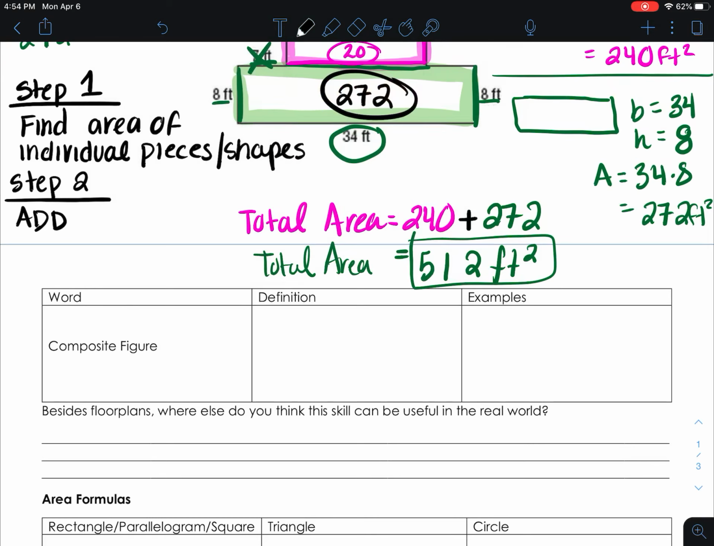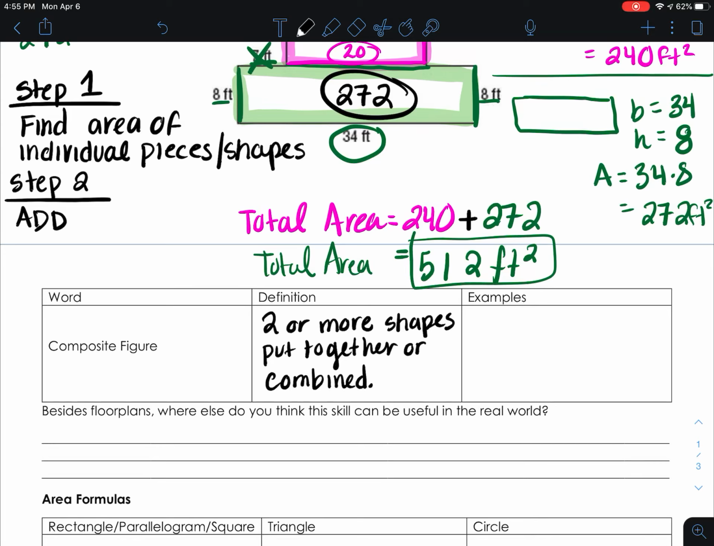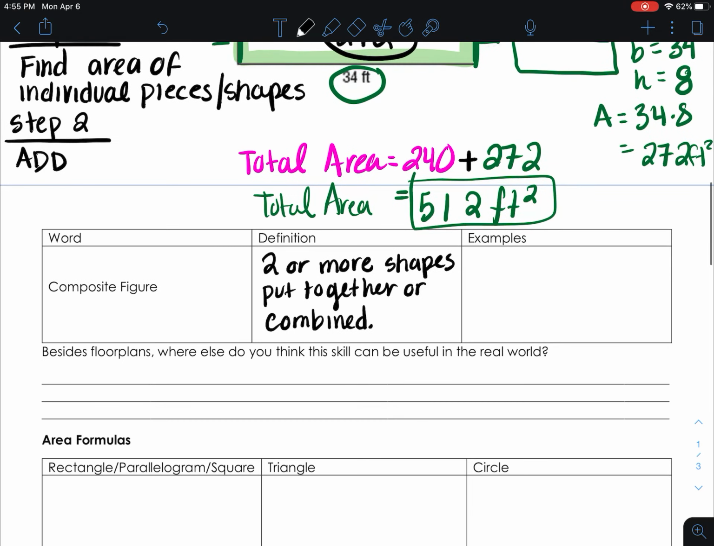Now I'm just going to do the quick definition. The definition of a composite figure is 2 or more shapes put together or combined. An example of this is the front of a house. That's an example of a composite shape. You have a triangle there plus a rectangle.